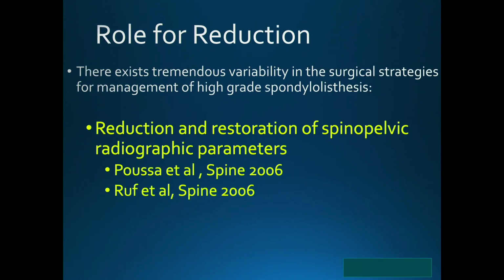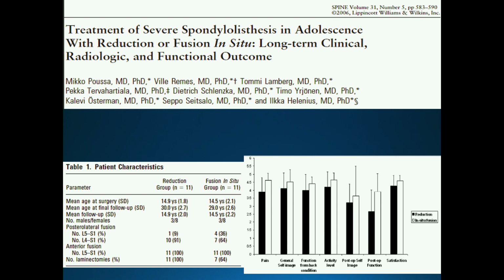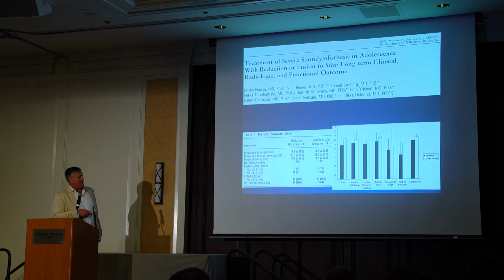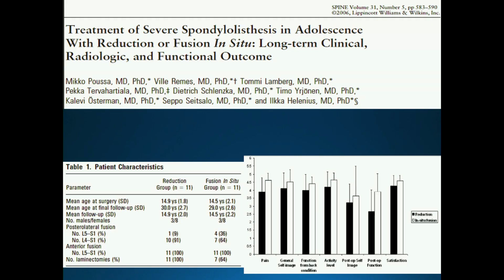And where there's controversy is even in relatively recent literature, but the Finns who did a lot of long-term follow-ups, so Mika Pusa and Ilkka Helenius from Finland, they did a lot of long-term follow-up looking at patients with severe listhesis who were treated in situ versus reduced. And they actually showed that the subset of patients who were treated in situ did a bit better. When you look at overall satisfaction, that wasn't significant, but in terms of post-operative function, the patients actually did better and had less neural complications.